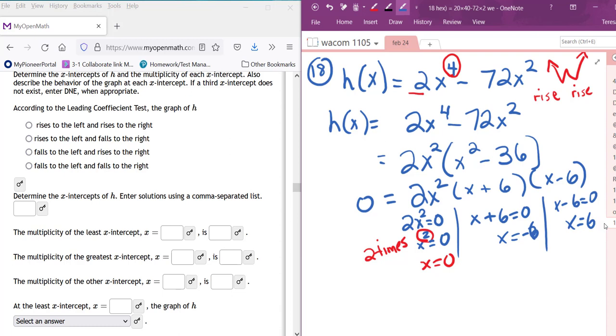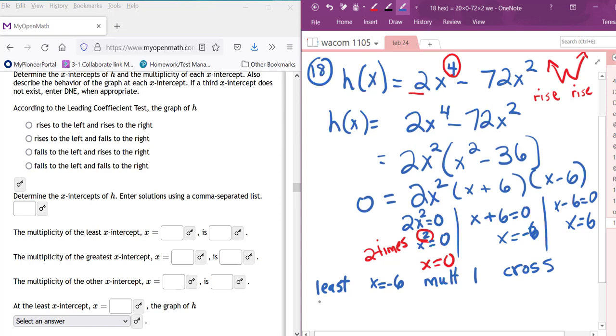And now they want us to describe each one. And they're asking us for multiplicity. Right, so the least 0 is x equals negative 6. It occurs 1 time, and it will cross.